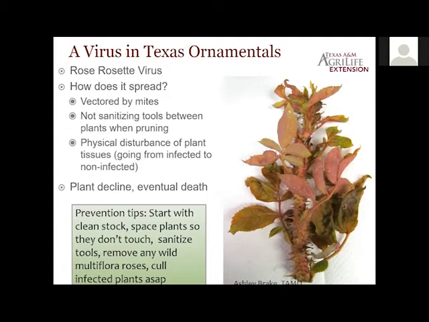Physical disturbance of the plant tissues, like going from infected to non-infected and handling plants a lot and really getting sap on your hands quite a bit. Though the spread efficiency on that method is not nearly as high as like mites. These always result in plant decline and eventual death.